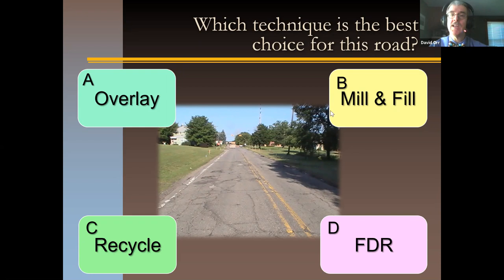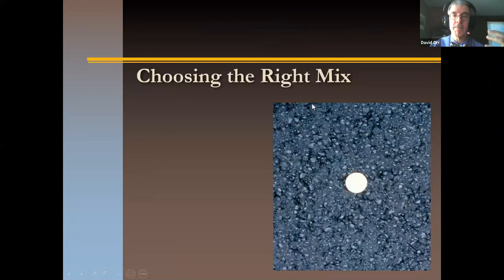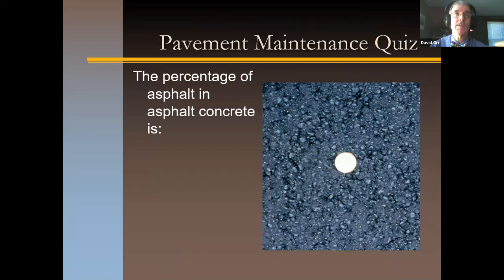Okay. The next thing I want to talk about is choosing the right mix. What mix of asphalt are we going to be putting down on top of it? Now, just again, put it in the Q&A pod for me. What is the percentage of asphalt in asphalt concrete? Okay, we call it asphalt concrete. It's really not concrete in the traditional cemented-together sense. It's bound together with the asphalt. But what is the percentage of asphalt in most concrete mixes? What do you think?